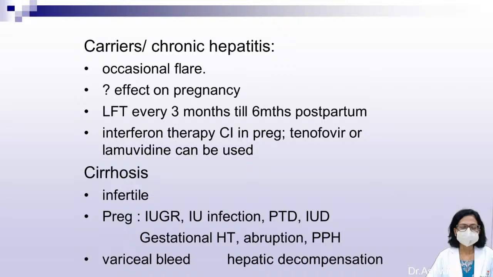So the women who are carriers of hepatitis B surface antigen, who have chronic hepatitis, may have occasional flares during pregnancy. So the liver function tests have to be done every 3 months till 6 months postpartum. Interferon therapy is contraindicated in pregnancy. Women who develop sequelae of chronic infection like cirrhosis usually have infertility, or if they have become pregnant, they have higher risk of intrauterine growth restriction, preterm delivery, intrauterine death, postpartum hemorrhage, etc. And if they have varices, then they can bleed from the esophageal varices.